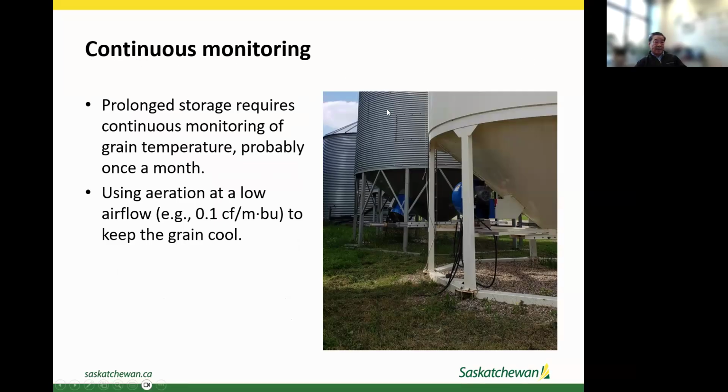If your grain is stored there for a long period of time, monitoring the grain temperature is important. You need to check the temperature inside your grain bin probably once a month. And if you find that the temperature is not even, you could use the fan for aeration at a low flow rate, for example, 0.1 cubic feet per minute per bushel, to keep the grain cool and the profile uniform.